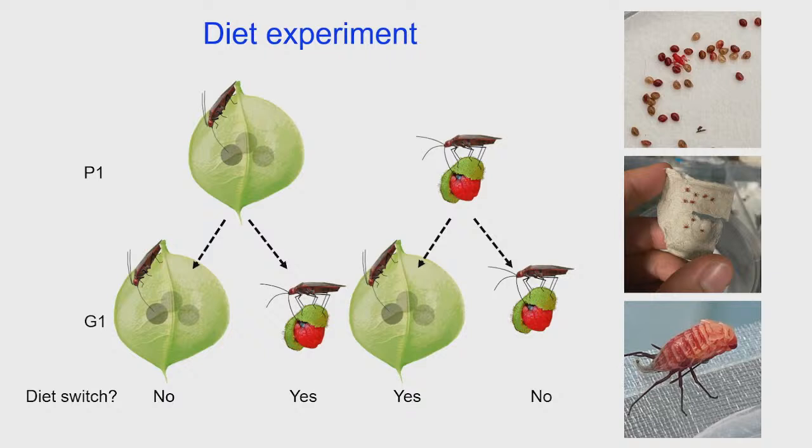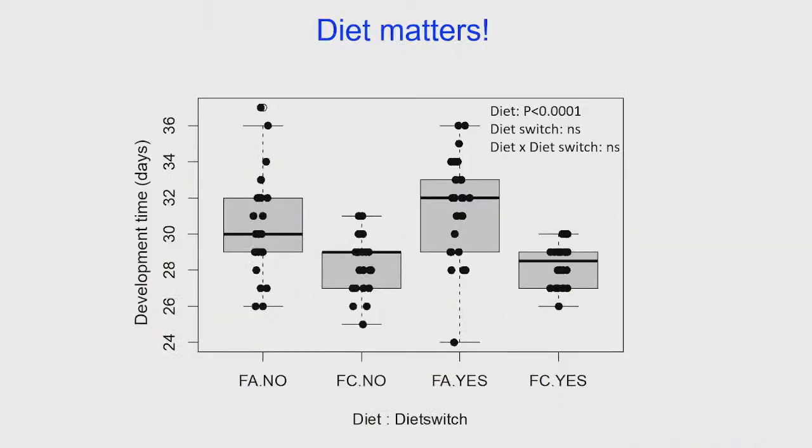So for the diet experiment, we kept these insects for a few generations in the lab on the host plants that we collected them from, so the diet. Then we split them in a second generation either onto the same diet, or onto either the native or the invasive host plant. And the short answer is diet matters. It didn't matter whether we switched these insects around, they always had a much quicker development time when they were fed the invasive diet, Cardiospermum grandiflorum.